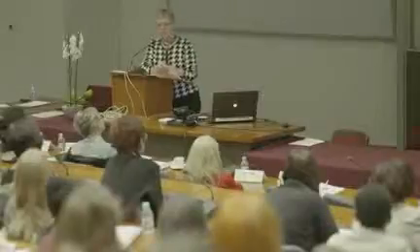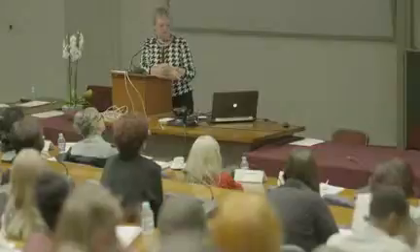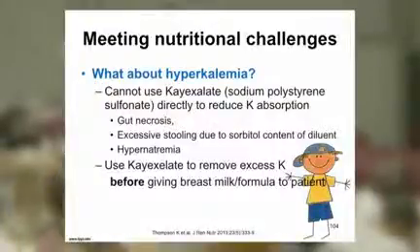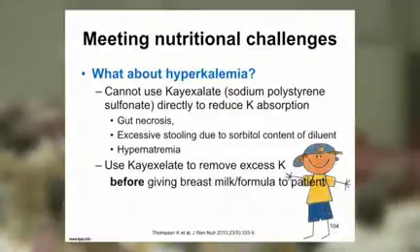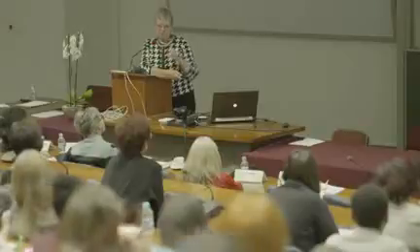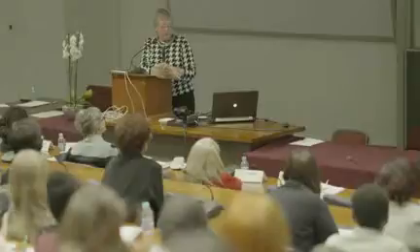This is the part that I really want you to know about, and this is what we do with hyperkalemia in our infants. Because we cannot give KXLA to our children, because they will develop gut necrosis. They might have excessive stooling due to the sorbitol content of the diluent, and they also develop hypernatremia, because remember, KXLA exchanges potassium for sodium.